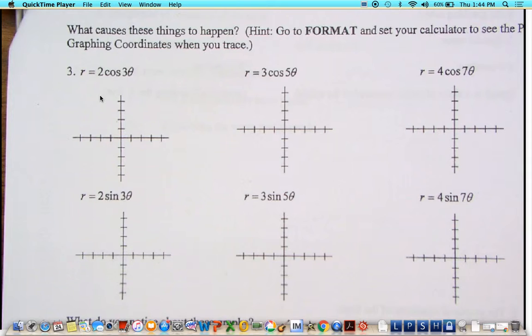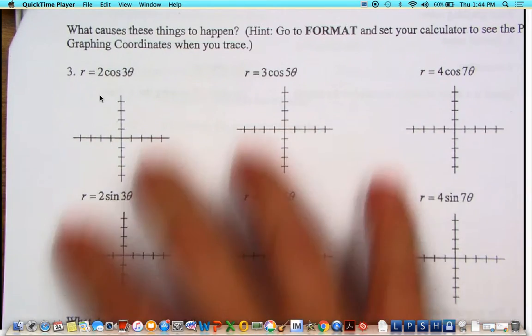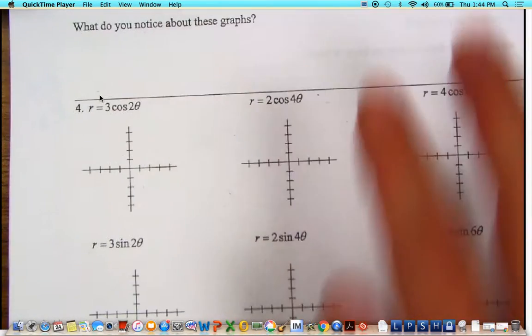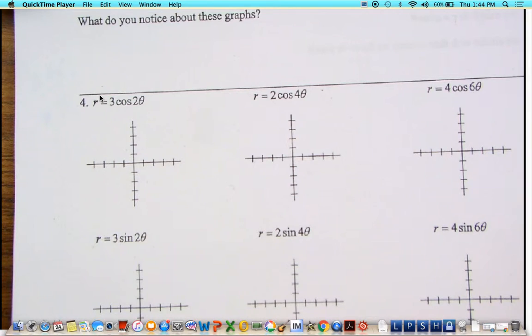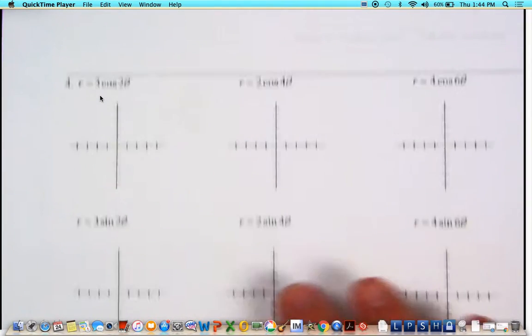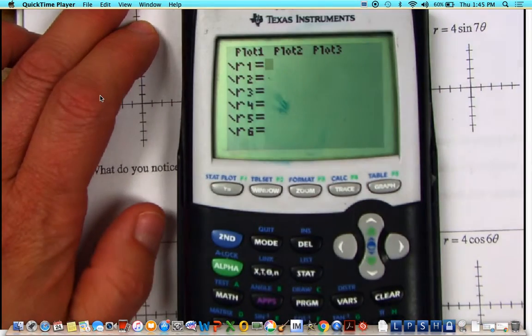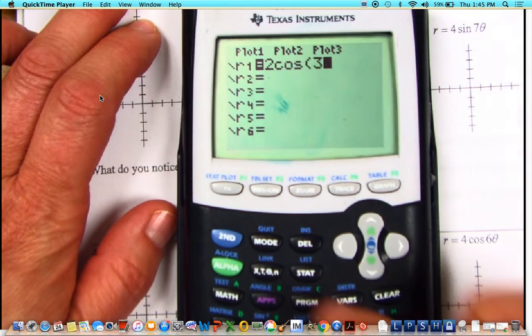But if you'll take a look, first of all, notice on these 6 graphs right here, what kind of number is in front of theta? An odd number, right? These are all odd numbers. Look in problem number 4. The number in front of your theta is always even. So let's take a look real quick here. Let's do 2 cosine 3 theta.